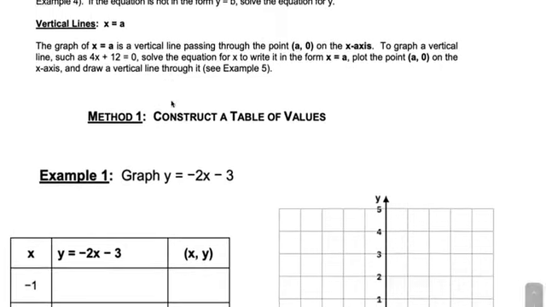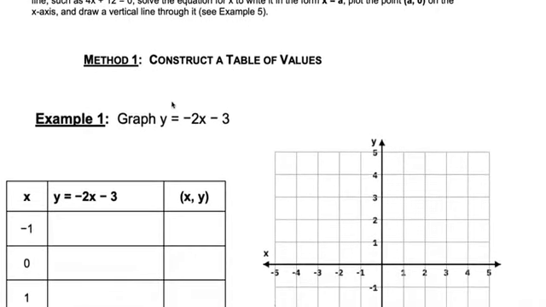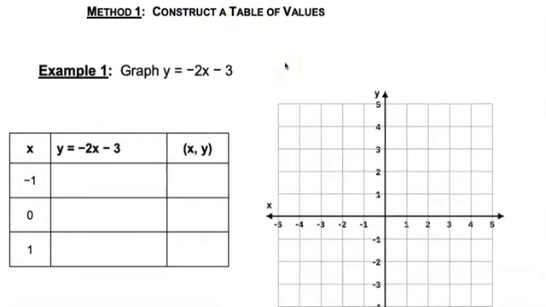So first, let's talk about method 1 of graphing an equation, a linear equation, or actually any equation. And that's you construct the table of values. So we're going to do an example here. I have a little table. Here's my equation, y equals negative 2x minus 3. And then we're going to plug in any 3 points. I'll start off with negative 1, 0, 1.